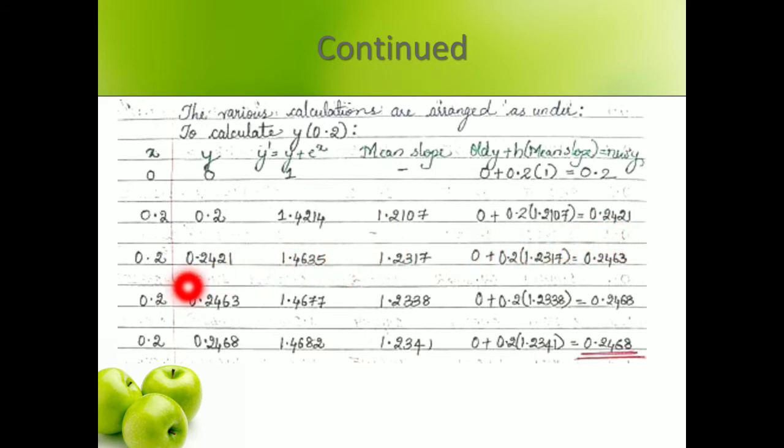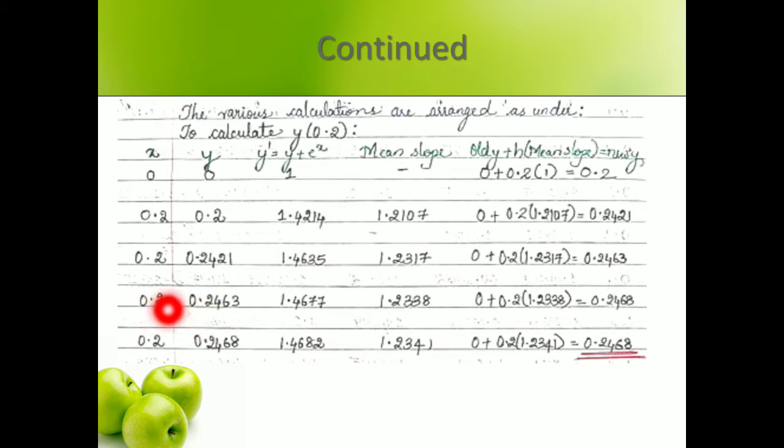Carry this in the next iteration. X remains the same. Y is 0.2421. Y dash is 1.4635. Mean slope is 1.2317. New y value will be 0.2463. Carry this in the next iteration.